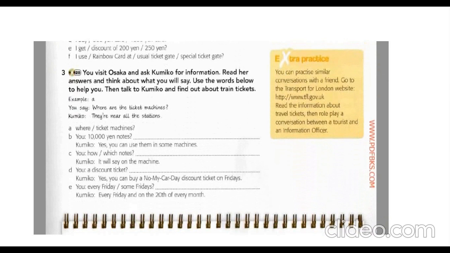You visit Osaka and ask Komiko for information. Read her answers and think about what you will say. Use the words below to help you. Then, talk to Komiko and find out about the train tickets.